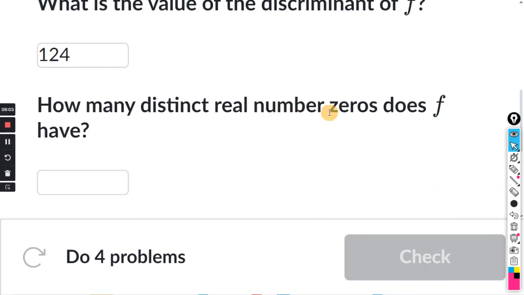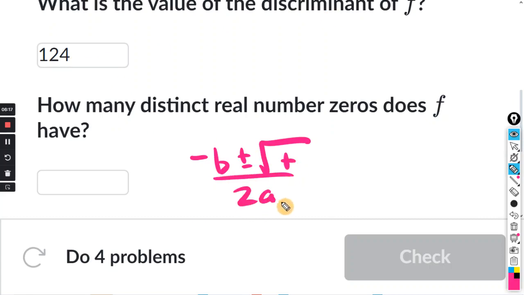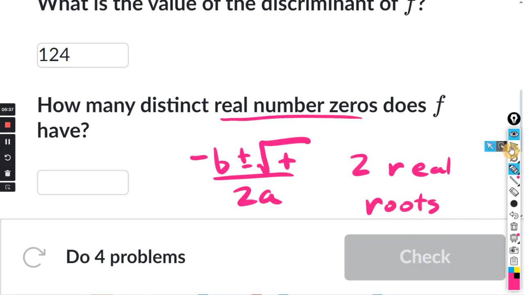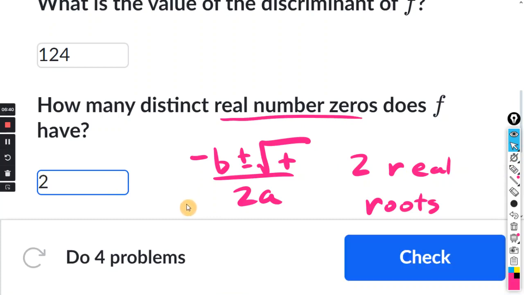How many distinct real number zeros does F have? Well, we said it a minute ago in the notes. If you have negative B, plus or minus, radical, and the discriminant is positive, all over 2A, you're only worried about this part here. If the discriminant is positive, that is 2 real roots, because it's plus or minus a positive number. You're going to get 2 real numbers out of that. Real roots, real zeros, same thing. So you just enter a 2 in the box. This was case number 1 in the notes.